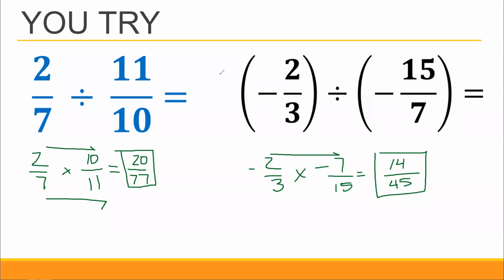And here are your answers. So for this first one, we flipped 11 and 10 and then multiplied straight across to get 20 over 77. Both these numbers are positive, so I know I'm going to have a positive answer. On the second one, we've got a negative times a negative. Negative times a negative I know is a positive, so I'm going to have a positive answer. And then we're just multiplying straight across. So 2 times 7 is 14. 3 times 15 is going to be 45, and that's going to be my final answer there.